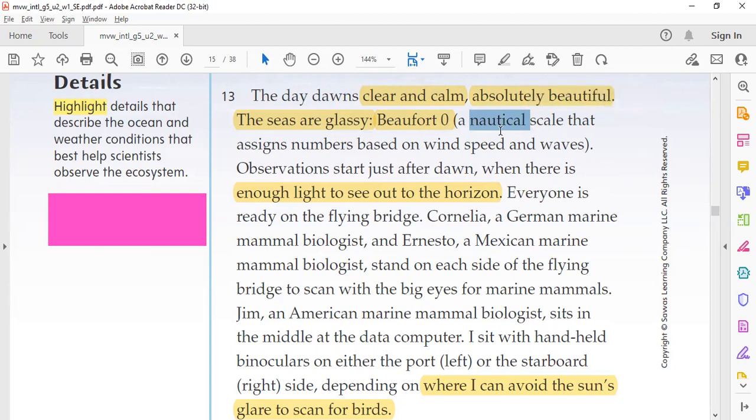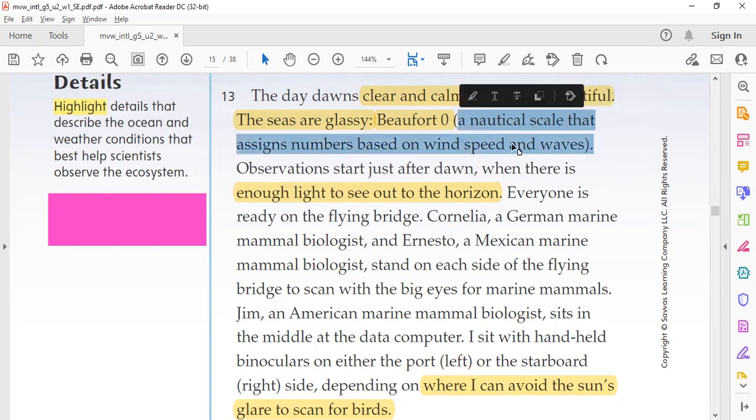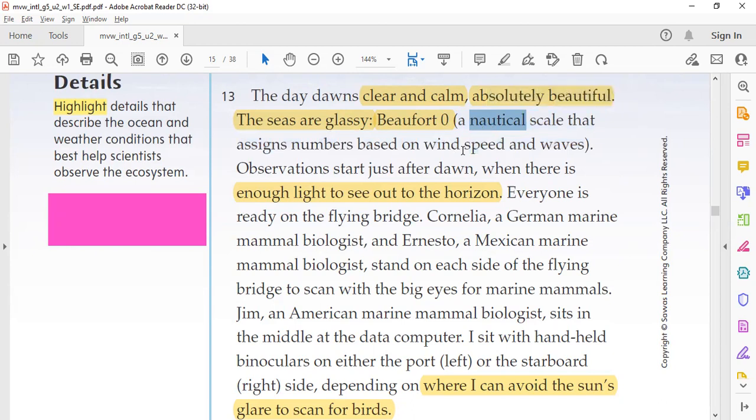Can you read this line between "a nautical scale that assigns number based on wind speed and waves"? So what do you think is the meaning of nautical? Not what do you mean, what do you think? Here in the sentence, I think it's like a good scale to assign numbers based on wind speed and waves. No, I mean the nautical alone. It's related to what?